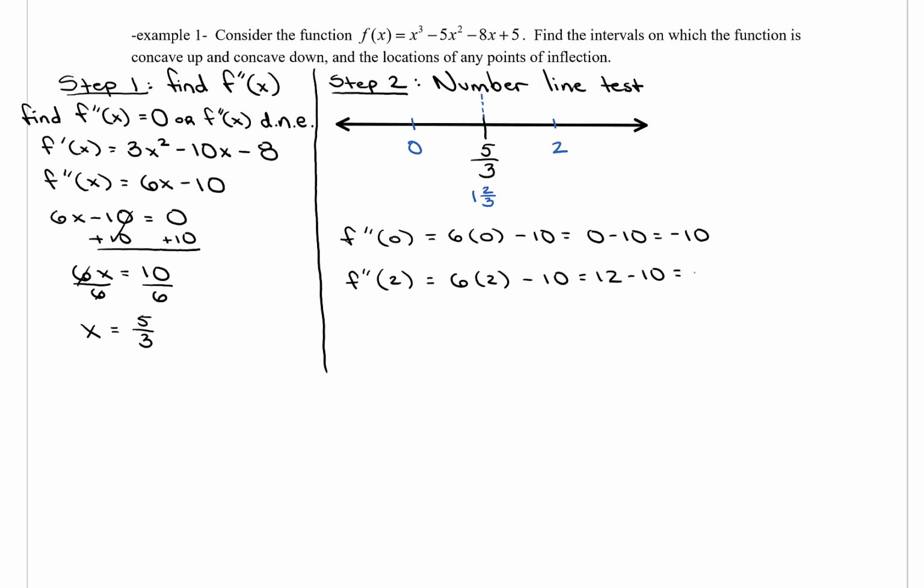I'm going to label my number line with f double prime so that I know this number line is associated with the second derivative. Above the open interval from negative infinity to 5/3, I'm going to write a negative symbol and circle it, and I'm going to write down the words concave down right underneath that negative symbol, but right above the number line. Above the interval from 5/3 to infinity, I'm going to write a positive sign, circle it, and underneath that I'm going to write concave up.